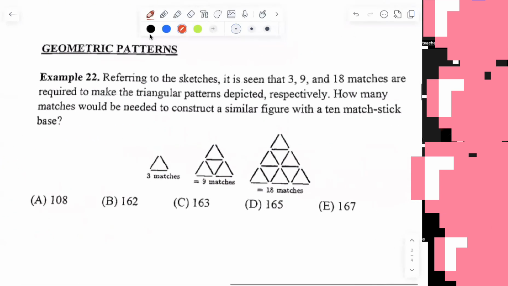Geometric patterns. Example 22. Referring to this sketch, it seems that 3, 9, 18 matches are required to make triangular patterns as depicted, respectively. How many matches will be needed to construct a similar figure with a 10 matchstick base? Alright, I'll let you guys have a go on this question. Tell me your answers in chat.